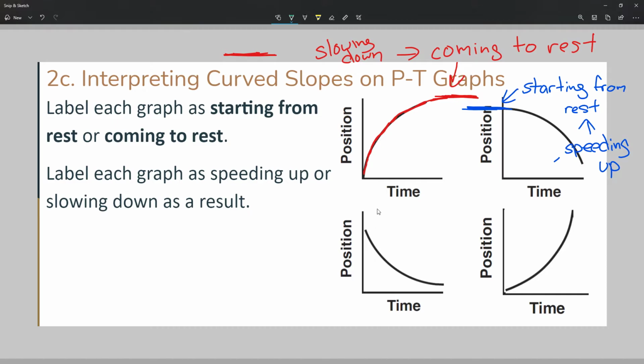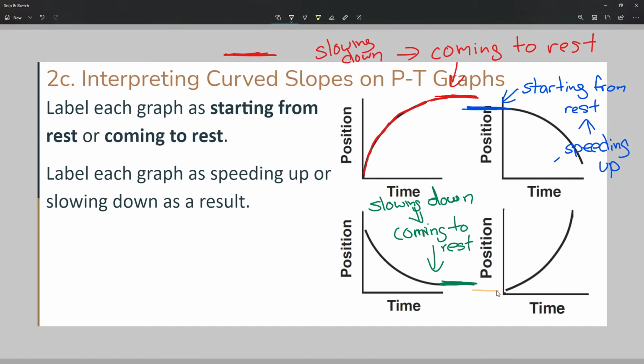Let's take a look at the bottom graph here. This graph is saying that you're coming to rest. You see this horizontal line here at the end, so that means you're coming to rest. And if you're coming to rest, you are indeed slowing down. You're stopping.